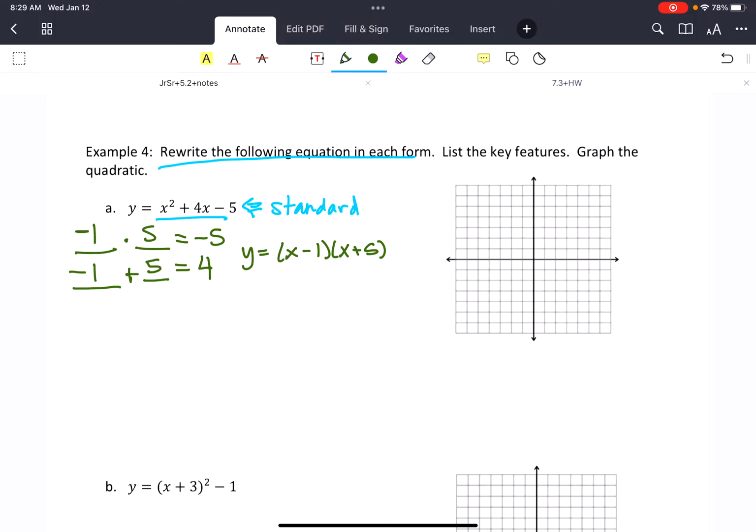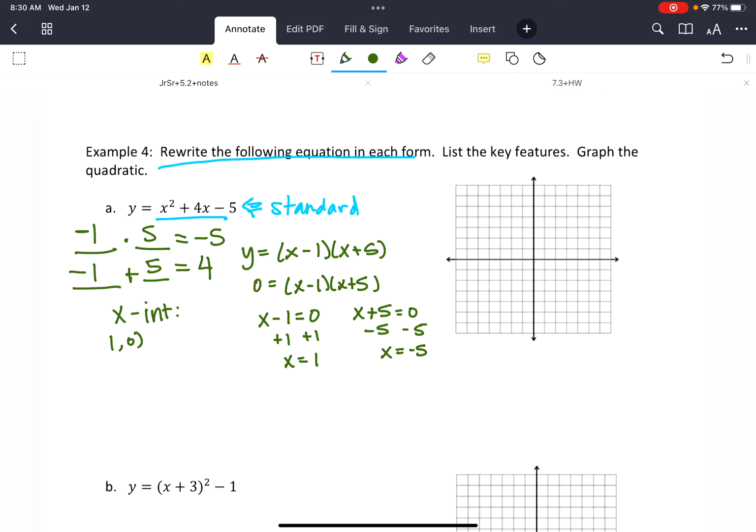All right, so we remember that when we want to get our x-intercepts, we want to get them from our factored form or intercept form. So I end up putting a 0 in for y, and I get x minus 1, x plus 5, and I want to go ahead and solve each of those. So x minus 1 equals 0, x plus 5 equals 0. The first equation, I'm going to add 1 to both sides and get x equals 1. The second equation, I'm going to minus 5 from both sides and get x equals -5.